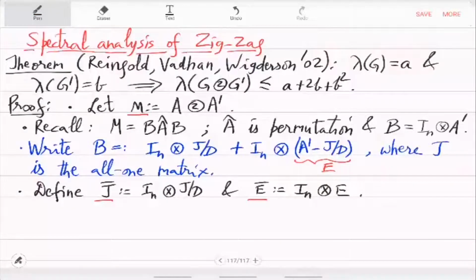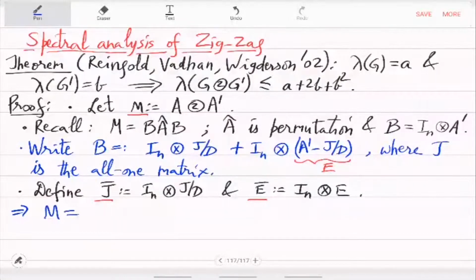So we have broken B into J bar and E bar. As I said, the idea is that J bar is kind of the main term and E bar is the error term in terms of spectral norms. And then we will try to bound the error.